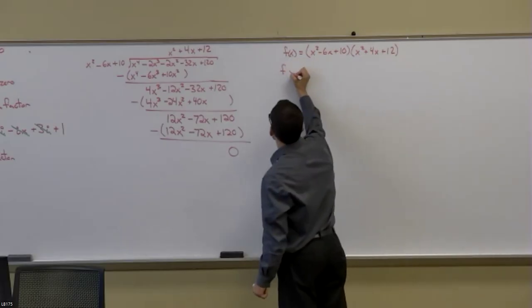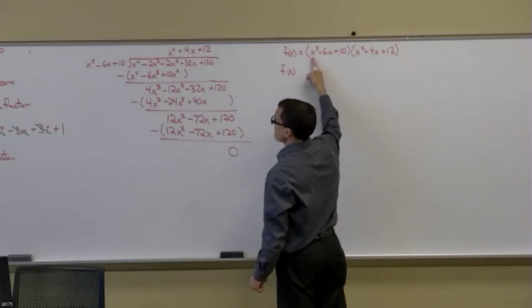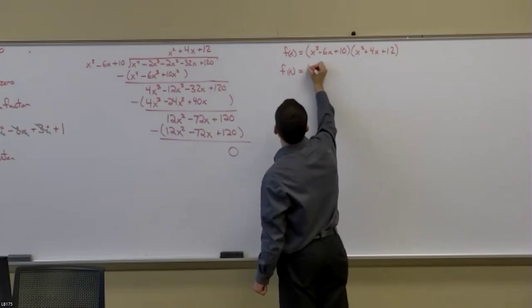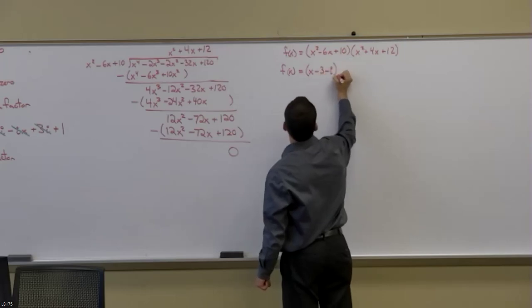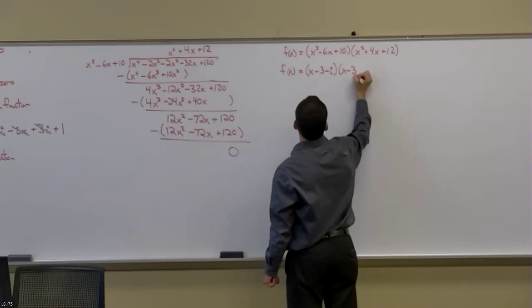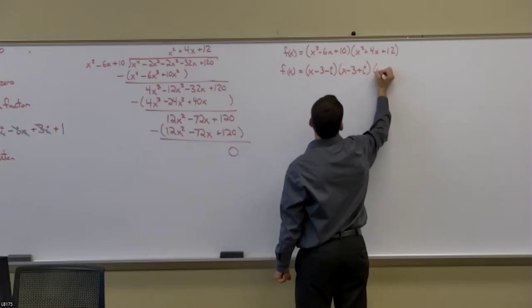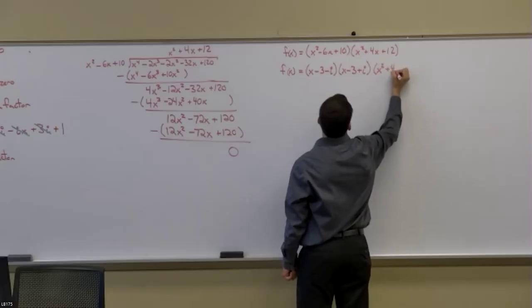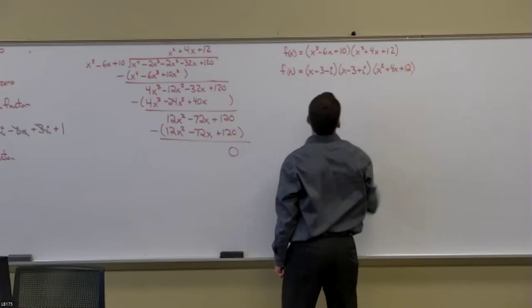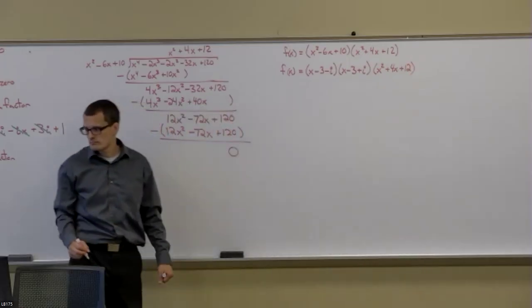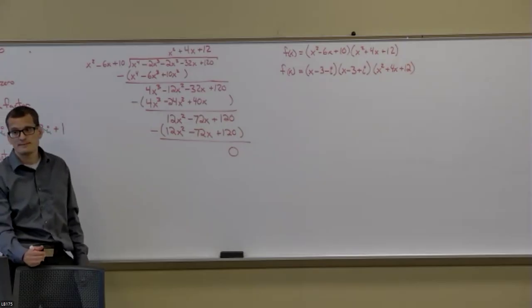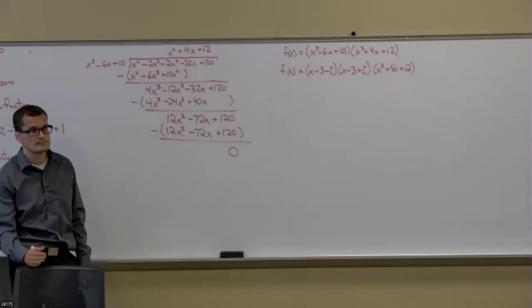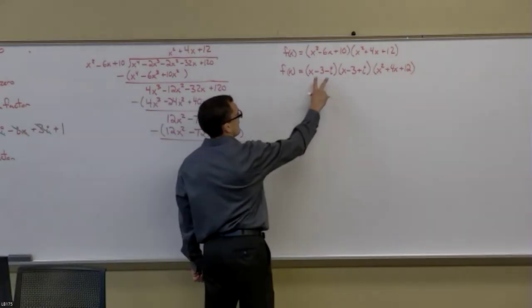Or the other way I could have rewritten that, since this was just a product of x minus 3 minus i times x minus 3 plus i, I could write it this way. Okay. Either way is fine. I know the zeros here.